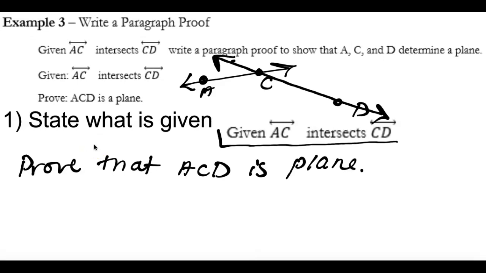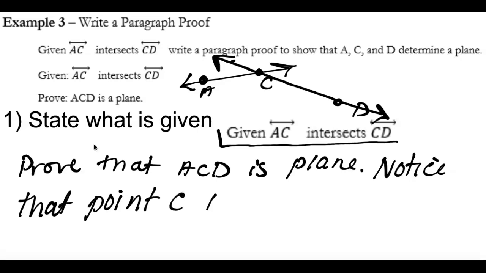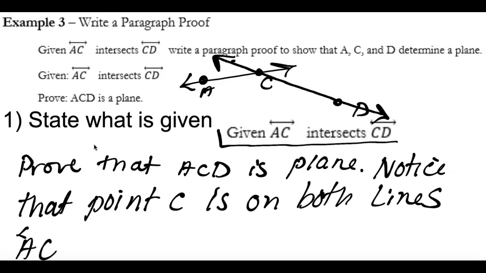The next thing we're going to do after that is to notice. Okay, so let's go back up to our picture. What do we notice? I notice that C is on both lines. So I'm going to say notice that point C is on both AC and BC, or CD.